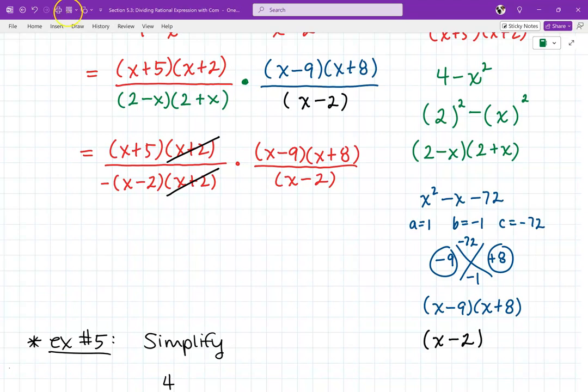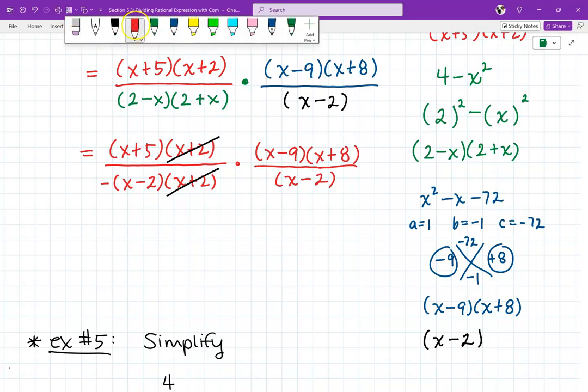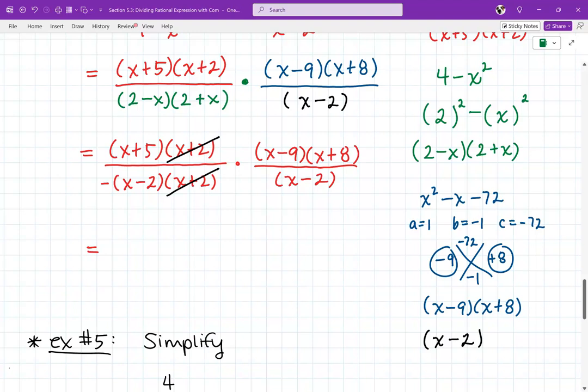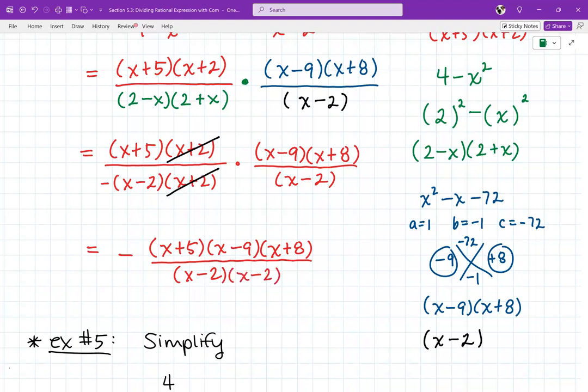So here's my final answer. It's going to be kind of long, but that's okay. I see a negative on the bottom, so I'm going to put it in the front, okay? X plus 5, x minus 9, x plus 8 over. Now, if you want to write x minus 2, x minus 2, feel free, I'll do that. Or you can write x minus 2 quantity squared. But this would be my answer.